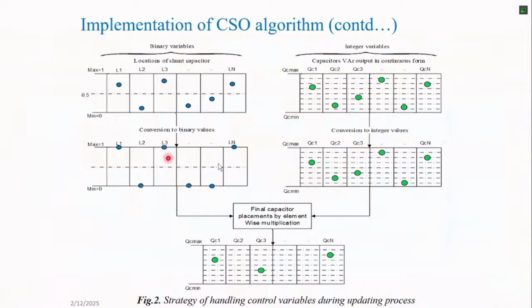Similarly, for L3, it is 1, so this value is supposed to be here. Similarly, for the nth consideration you may see, it is 0, so this consideration is not there. So this is the strategy we can adopt for controlling and updating this problem, or solving this problem. In this specific problem, our control variables are the location and size of the capacitor, and these two we are updating.